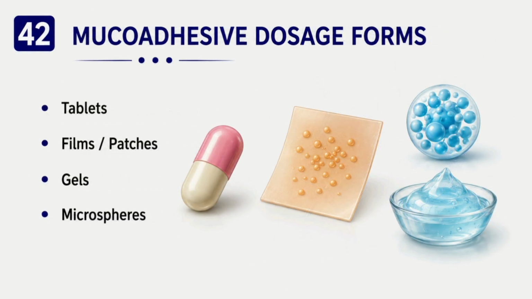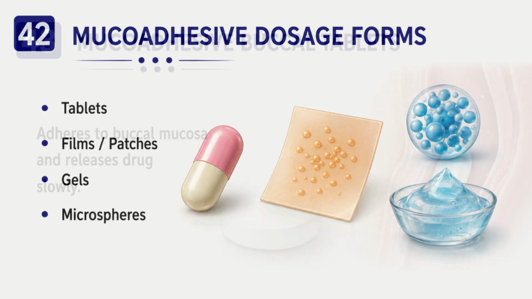Mucoadhesive dosage forms. So mucoadhesive systems can be prepared in different dosage forms like tablets, films or patches, gels, microspheres. So why do we need different dosage forms? So because one design cannot satisfy every therapeutic requirement. For the cheek, a film may be convenient. For a mucosal cavity, a gel may spread effectively. For particulate delivery, the microspheres may be considered here. So the dosage form selection is therefore site specific and purpose specific.